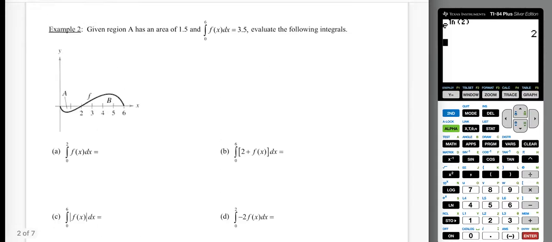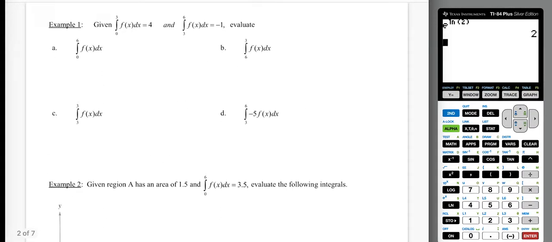So looking at page 13, we're asked to use the properties to evaluate some integrals. These integrals are given with integrands that are in general form. So we have f of x going from 0 to 3 giving an area of 4, going from 3 to 6 giving an area of -1. Right? So one of our properties allows us to take the sum of those two integrals.